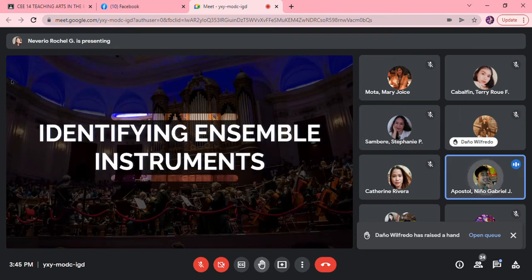So ayun guys, yung part ko identifying ensemble instruments. Pa-next po. Thank you.